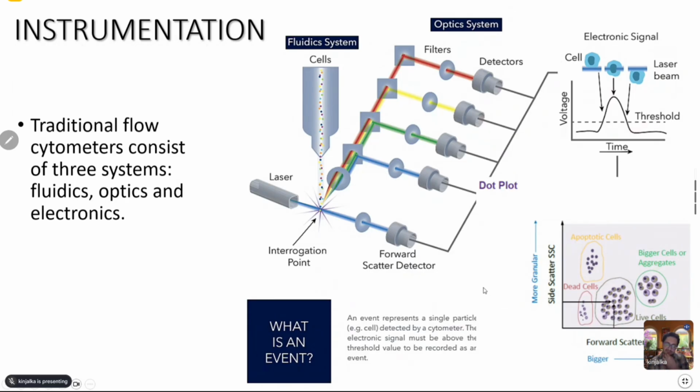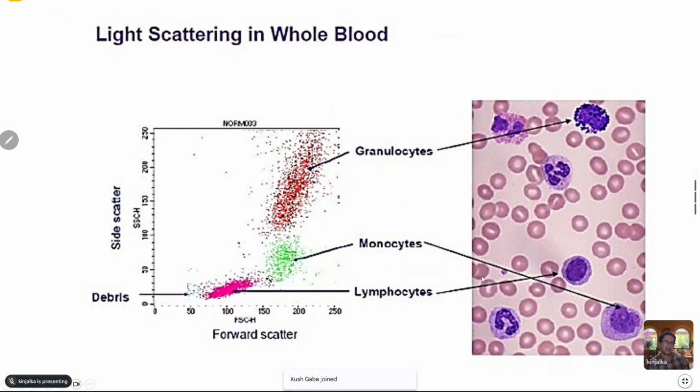So this is how you identify cells, and then you further analyze them in detail, right? When you look at the peripheral blood, this is what it looks like, a flow cytometry of peripheral blood, whole blood. You will see here that there are granulocytes. You can see the cells here, granulocytes.